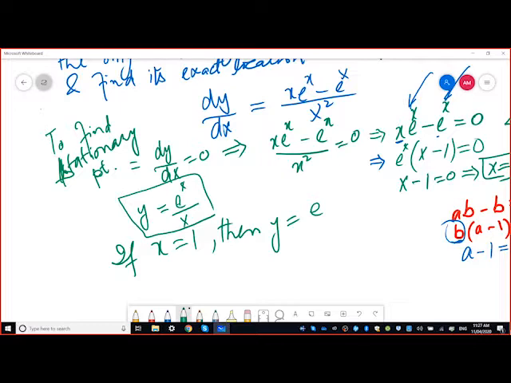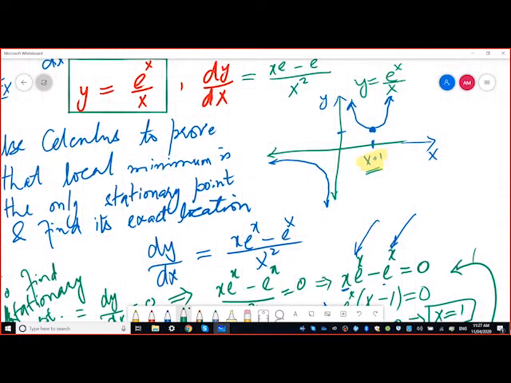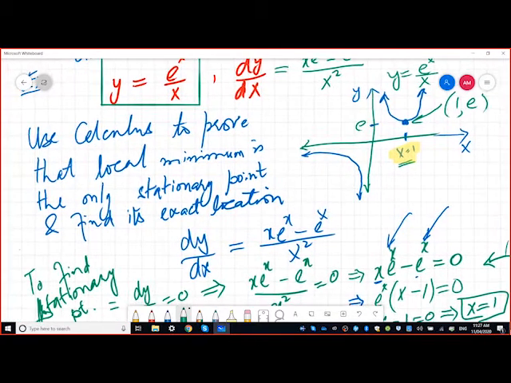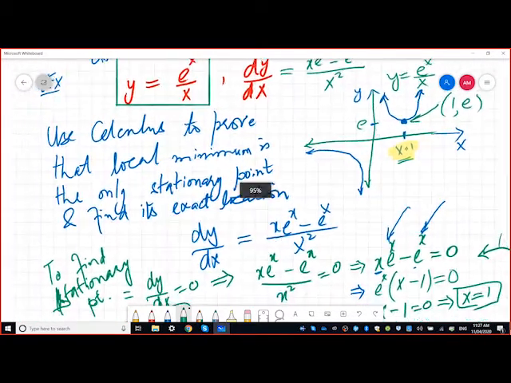And what you were saying, 2.71, is actually the value of e. You understand that? So here it is e, and this point is actually (1, e). And that's the minima in this.